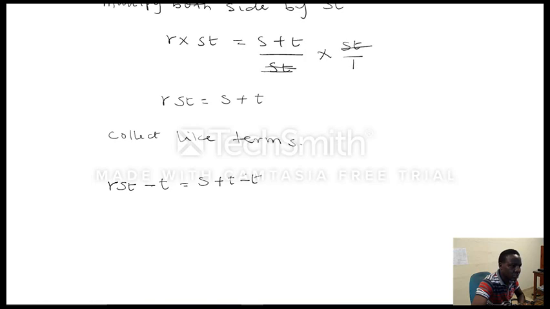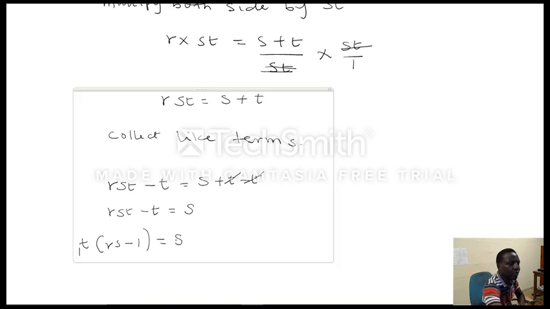What I just did is to subtract t from both sides, where t will cancel t, and on the left hand side we have rst minus t is equal to s. Now I have collected like terms. Now I'm going to factorize out t, because we have t in both terms of the left hand side. So by factorizing t, you have t into bracket rs minus 1 is equal to s.